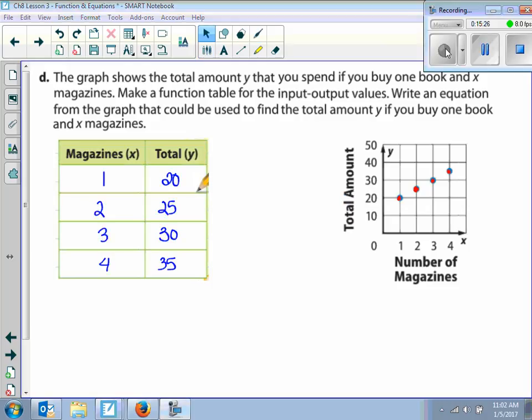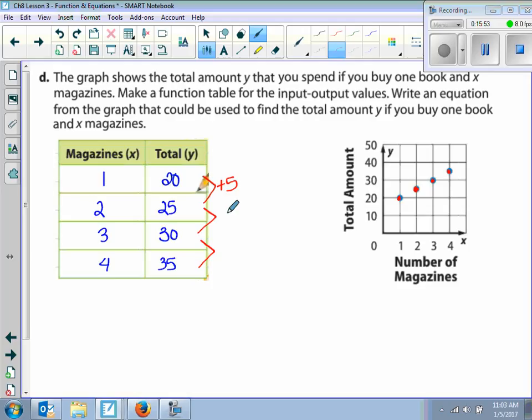So we made our table, and now we want to write an equation from that information. In order to do that, we need to look at the pattern in the graph. To go from 20 to 25, 25 to 30, 30 to 35, what am I doing? Adding 5. You're going to add 5 each time. Very good. Now, what do I have to do with that 5?